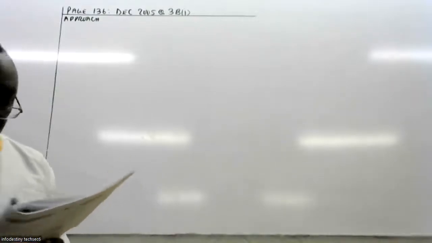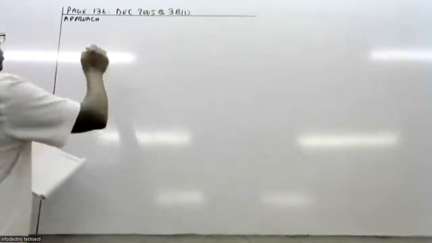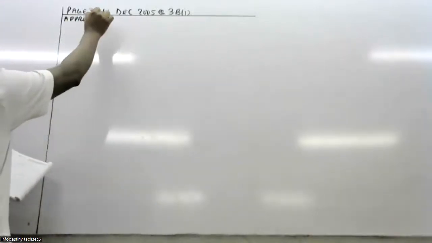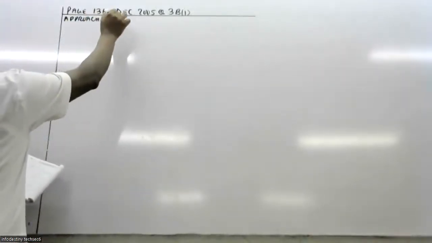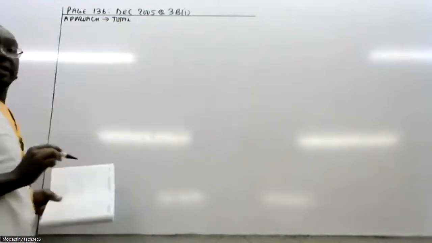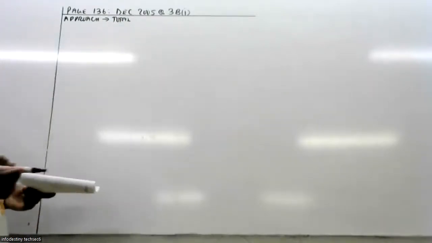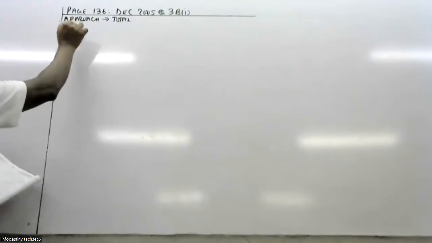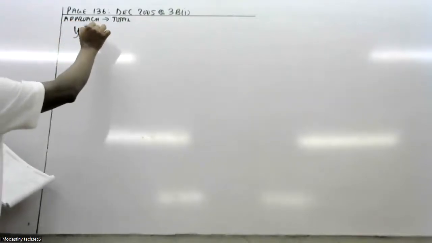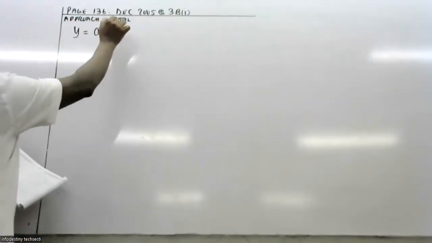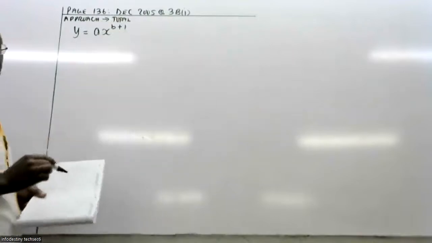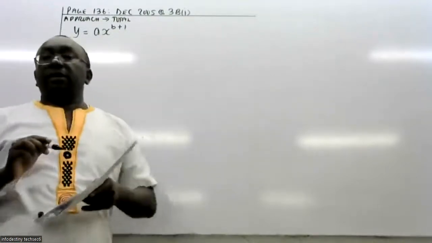Now, in this case, we are told to get the total because it is for two boats. So we are going to use the total. So the approach will be total. You must know it is total. Now, when you know it is total, how do you get the total? The formula for total is Y = aX^(b+1), where the exponent is b plus 1.